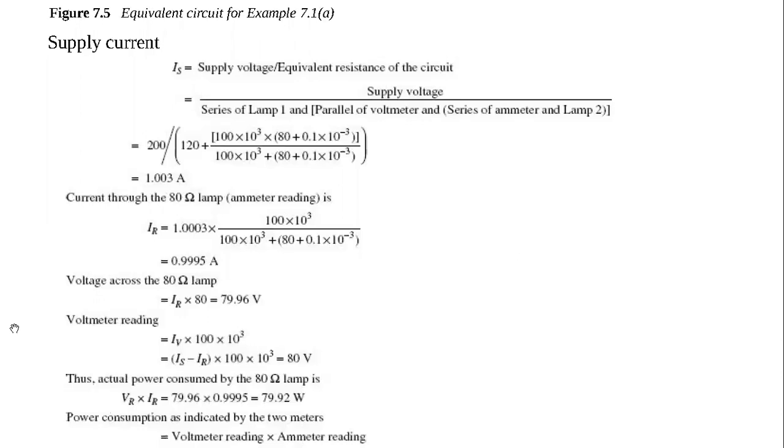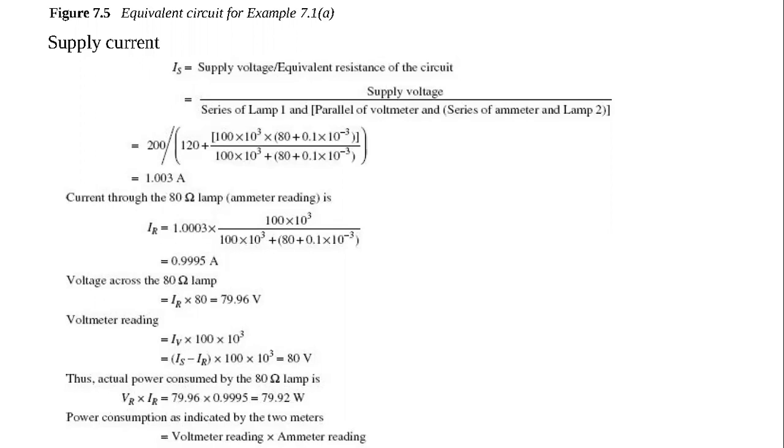The voltage across, the PD drop across the 80 ohm lamp, will be the current passing through that lamp times the value of that resistance. So IR times 80. IR is 0.9995 amperes times 80, and you get 79.96.